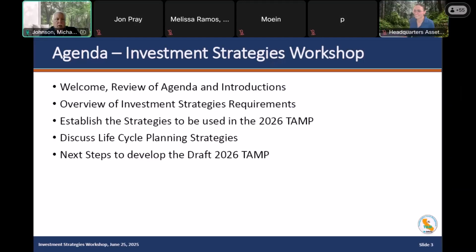Okay, just a quick review of our agenda for today. This is our investment strategy. We will be going over an overview of what investment strategy requirements are. So these are federal requirements. Discuss life cycle planning strategies, and then establish the strategies to be used in the 2026 TAMP. Some of the strategies are prescribed, and then we have some choices to make on others. And then we'll round out with what's going to happen next.